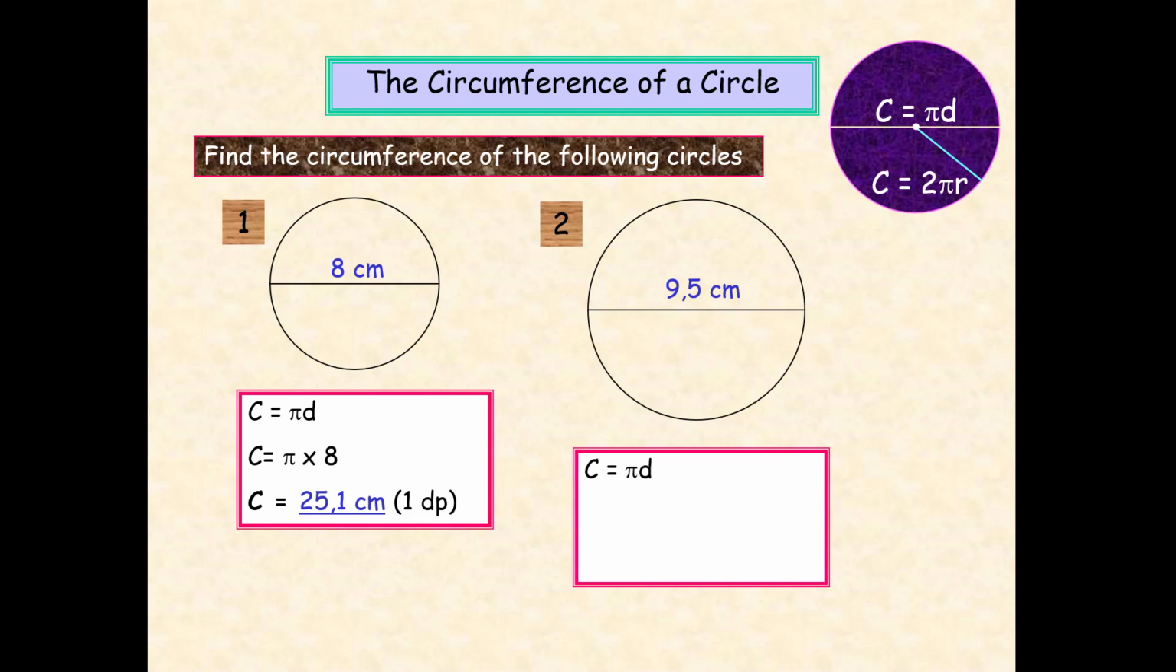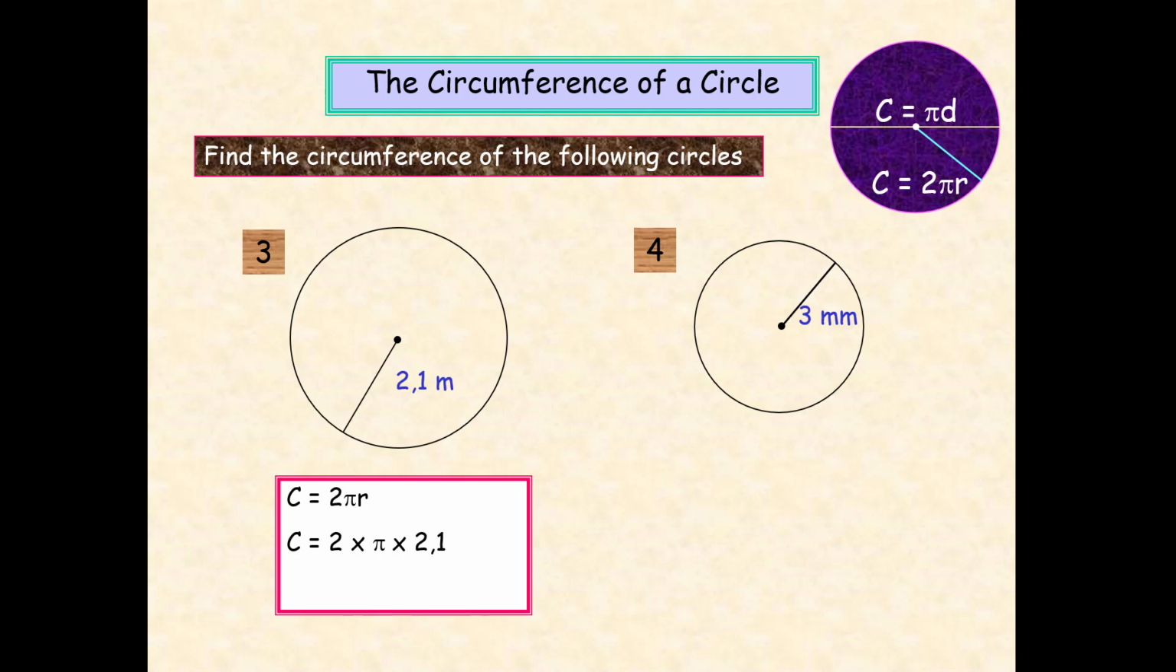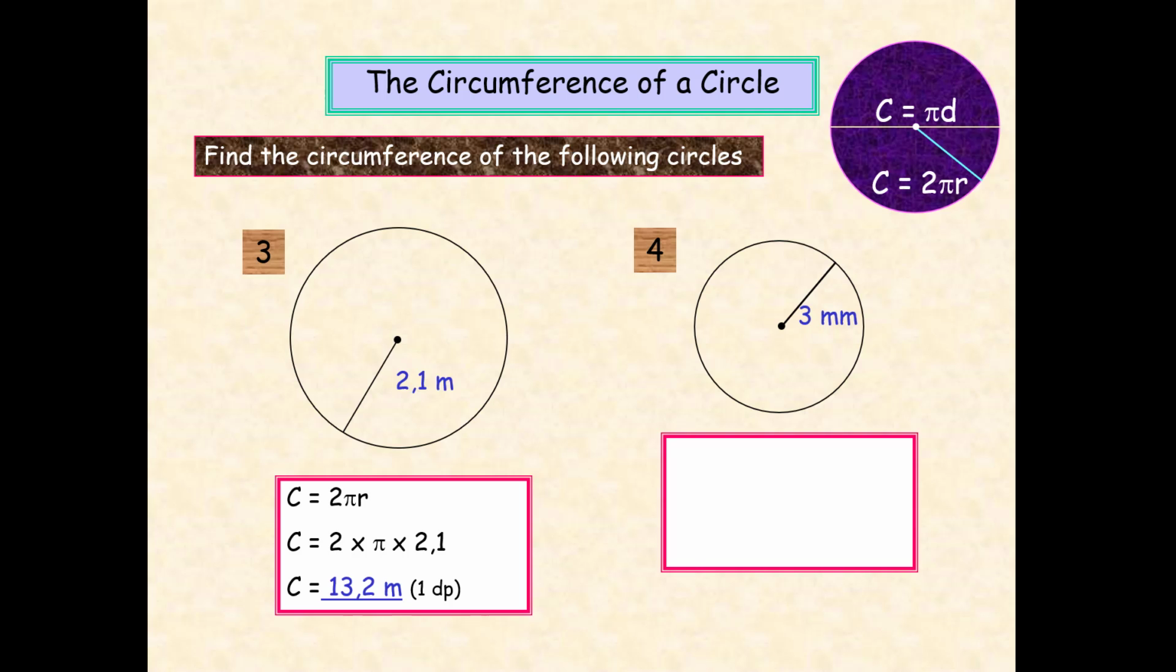In example 2, circumference is pi times diameter. Use substitution and remember to round your answer. In example 3, be careful. Now you've got the radius. So you have to double the radius and then multiply that by pi. So now you can use the formula circumference is 2 times pi times radius. Use substitution and your answer is in meters, 1 decimal place. The same for example 4. You try now, pause the video, write the formula, use substitution. Your answer is only in millimeters, not square millimeters, and round your answer to 1 decimal place.